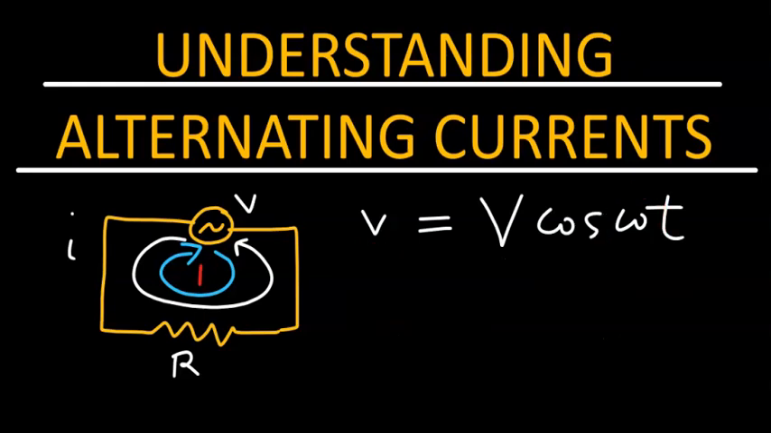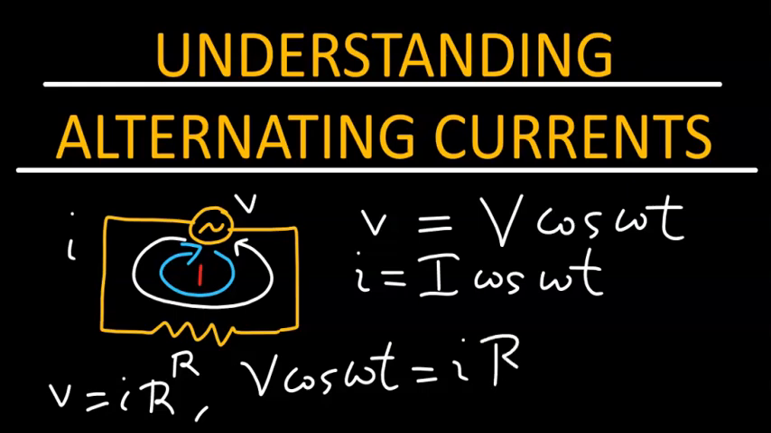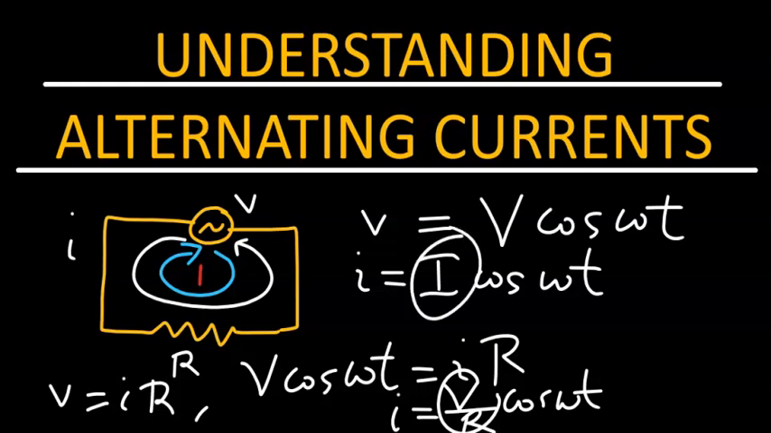If the instantaneous voltage in the circuit is given by this expression, the instantaneous current is given by a similar expression: the current amplitude times cosine omega t. Because after all, v is i times R, and if little v is capital V cosine omega t, you see i is just the amplitude of that voltage over resistance times cosine omega t. And this is just the current amplitude.